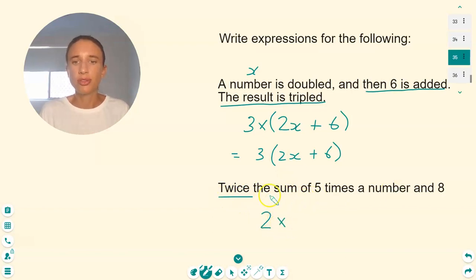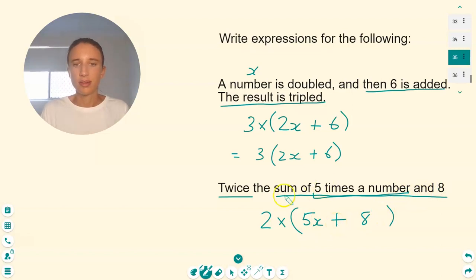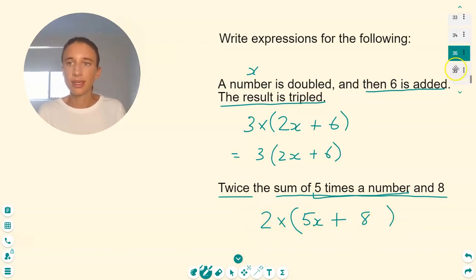Next one. Twice the sum of 5 times a number and 8. Now that is a big mouthful. I'm going to put this in brackets, right? Because we're timesing all of this bit. The sum of means add. 5 times a number, and 8. So remember to apply that twice, the 2 times, to all of this expression. And let's keep going.